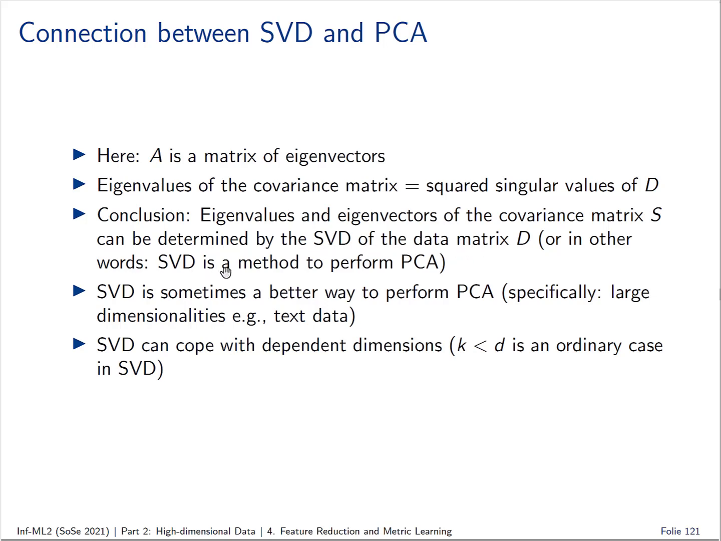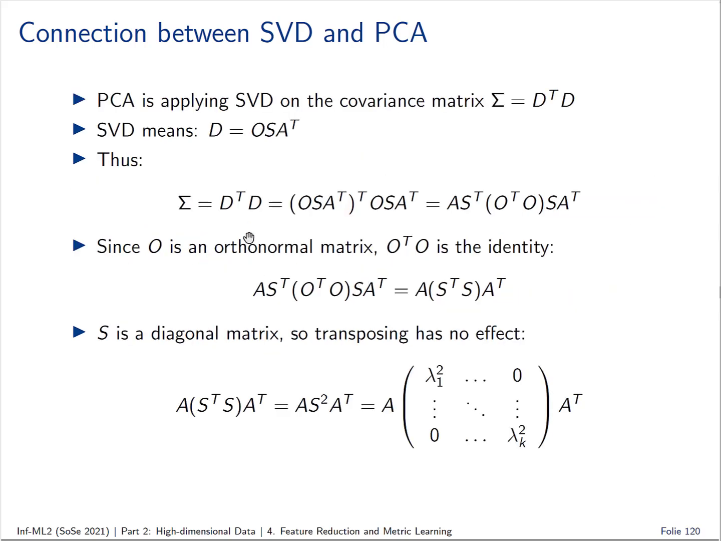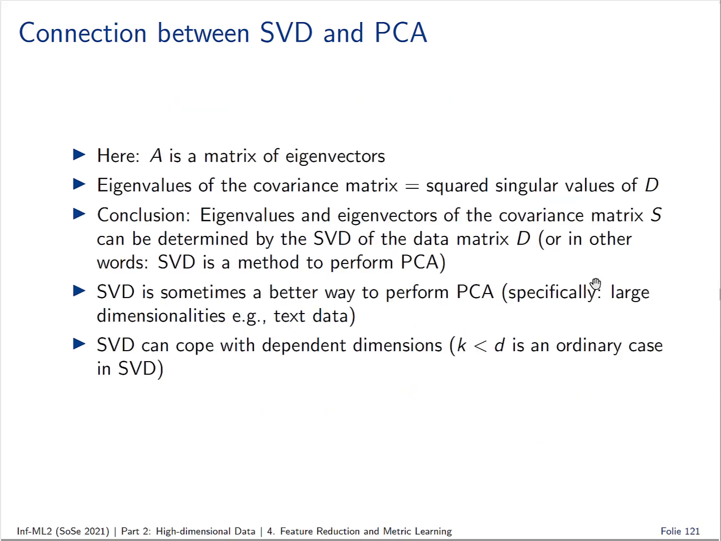So SVD is a method to perform PCA, just as we did it here. We just apply SVD on the covariance matrix, like this one here, and then actually get the corresponding PCs. Okay, and why should we do that actually? Well, I told you that SVD is a generalization of PCA. We talked about that.